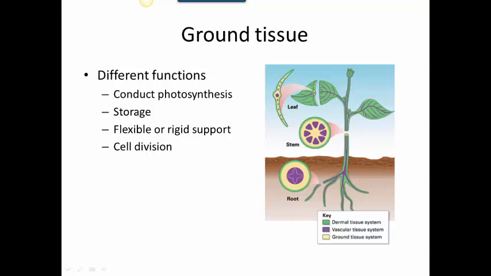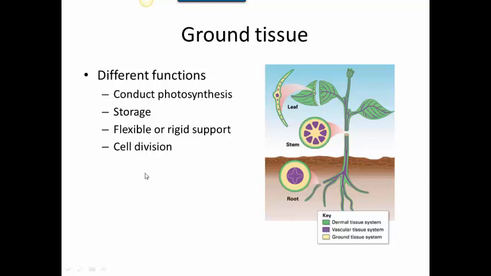Ground tissue can serve the plant by storing things like carbohydrates. So think about some of those really energy dense plant parts that we eat, like carrots and potatoes. Those are examples of organs that are loaded with ground tissue that's storing molecules like starch, these high energy molecules. Ground tissue can also provide flexible or rigid support for the plant. I'll show you an example of that on the next slide.